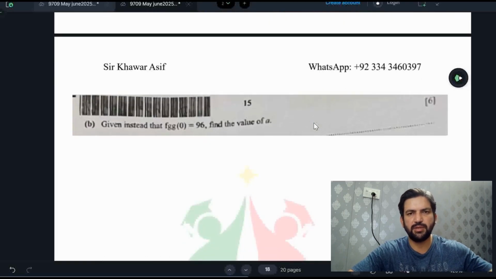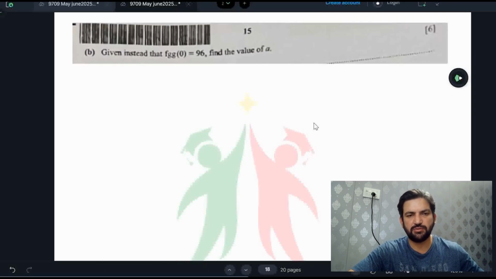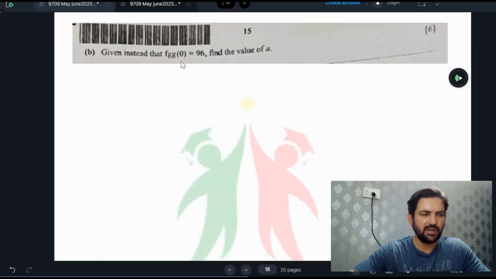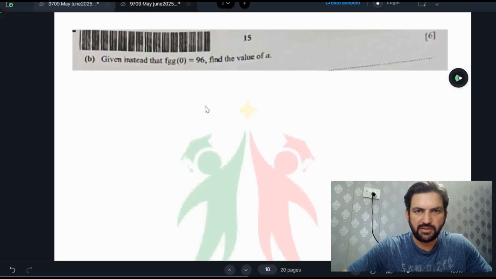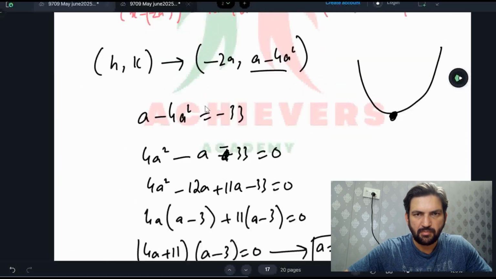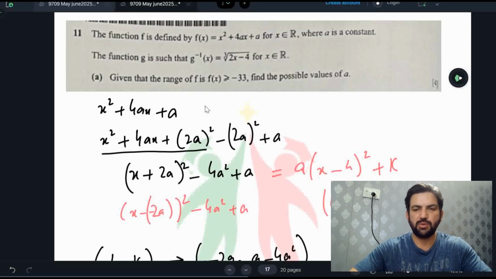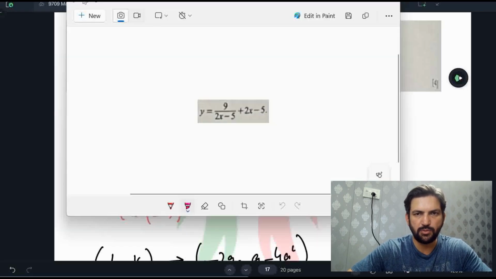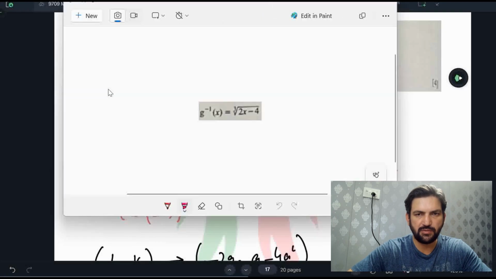Let's move to the b part. Given instead that fg of 0 is equal to 96, find the values of a. So what about g? Where is g? Okay, now it is given that g inverse is given, so we can use this value. Let me copy this one. g inverse of x is given.